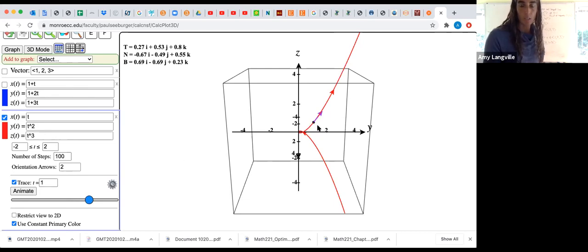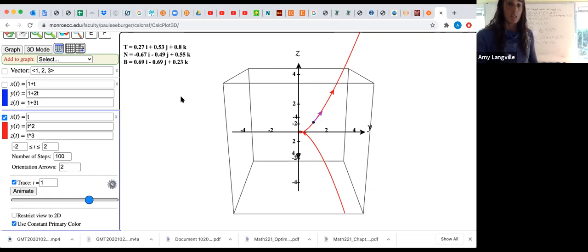1, 2, 3. I'm sorry, at the point of tangency t equals 1 is the point (1, 1, 1). The tangent vector was (1, 2, 3), but we normalized it and got 1 over square root of 14 times (1, 2, 3). If you actually do those decimals, that is what is shown here. The tangent vector is 0.27 in the first component. Remember, i is your standard unit vector (1, 0, 0). So this is just saying the x component is 0.27, the y component is 0.53, the z component is 0.8.